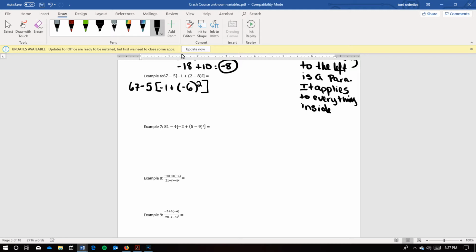So I'm going to take -6 times -6. Two negatives make a positive in multiplication, giving me a 36. Alright, finish up our parentheses, and that is going to give me a positive 35.